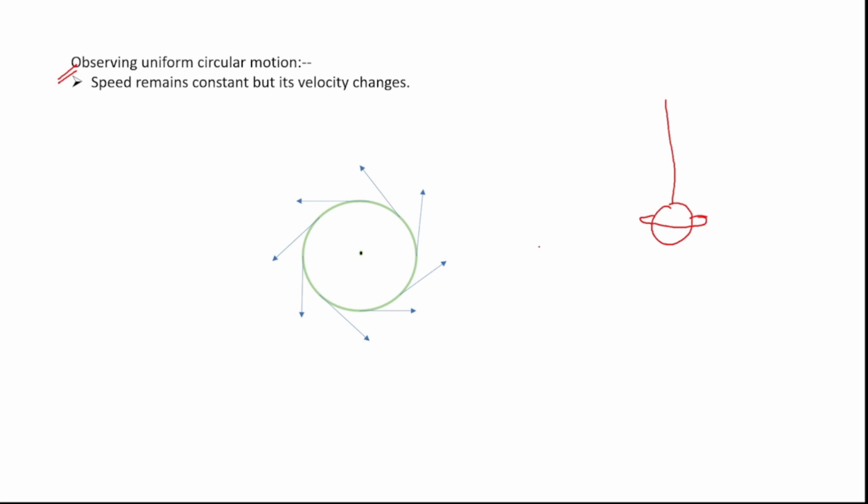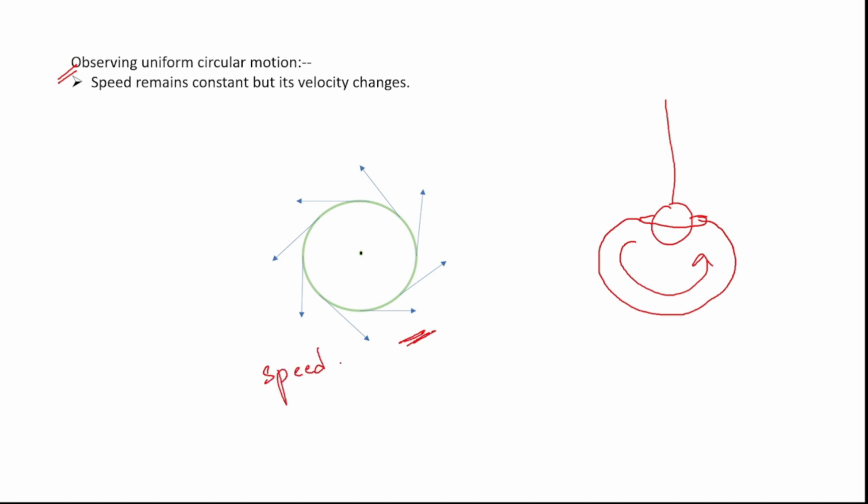After tying it, we have to rotate the stone. When we rotate it, how does it move? It will rotate in a circular path, right, in this direction. So if you draw the path of this rotating stone, what will be the path? It will be a circle. So this is the path.